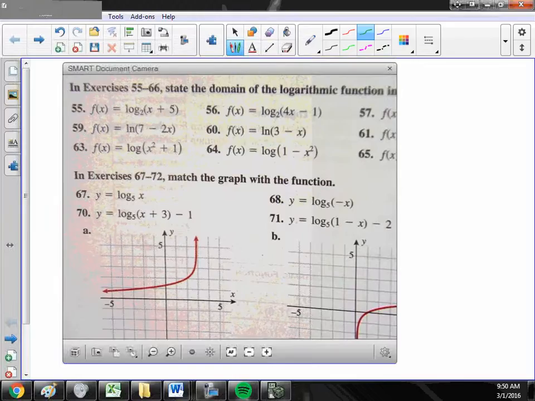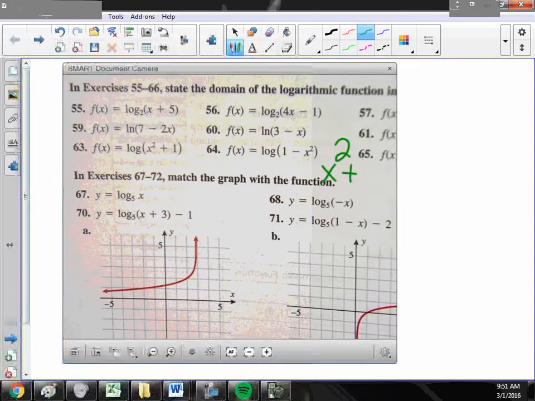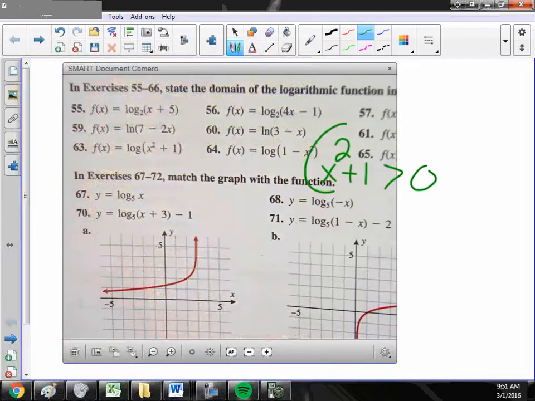You could subtract 1 in square root, or you're going to get i's. You could factor into x plus i and x minus i. When is x squared plus 1 not greater than 0? So x squared plus 1 greater than 0.